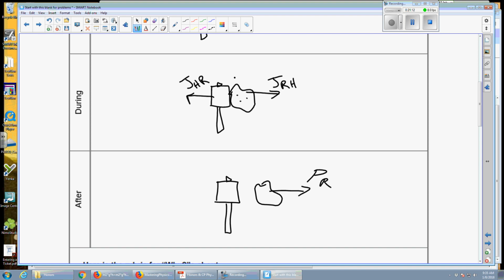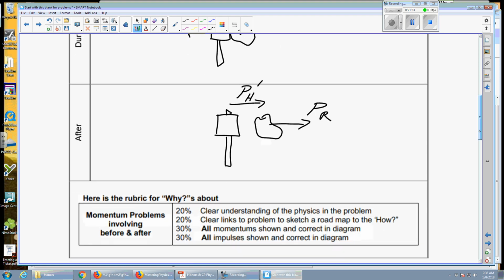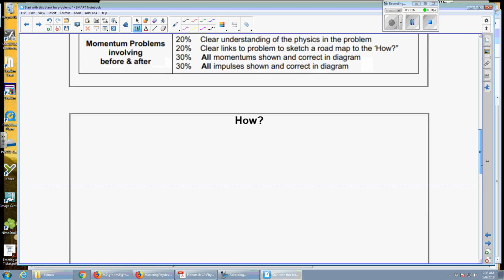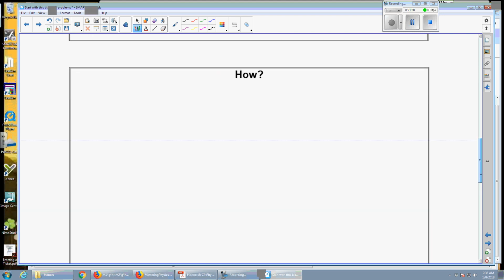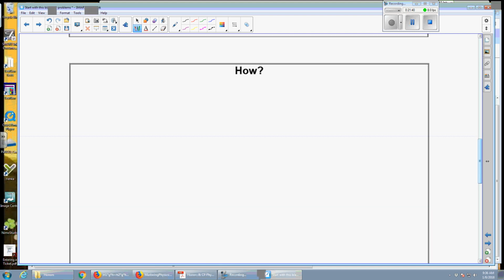Momentum of the rock. Momentum of the hammer, but afterwards. Good? Now, if you look at the rubric, which you should, there is an exit ticket to do, folks, which I think has come live. So, if you find yourself with a couple extra minutes, do the exit ticket before class ends. I'll try to work fast here.